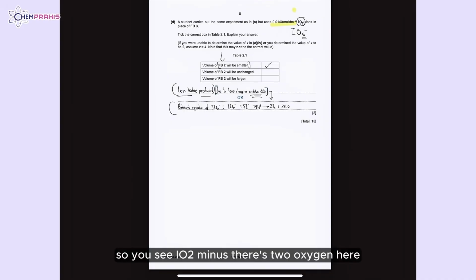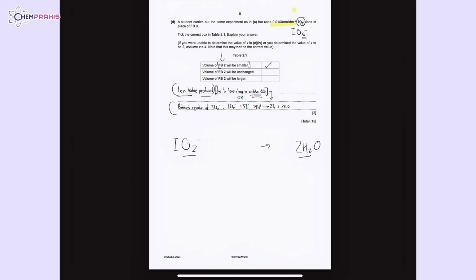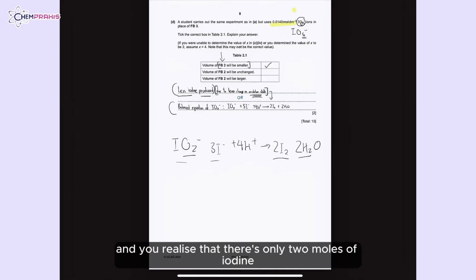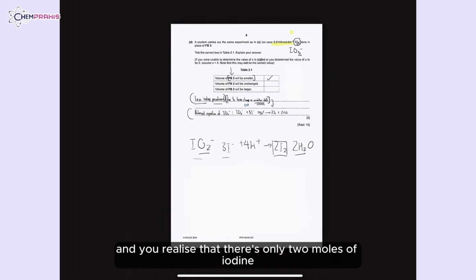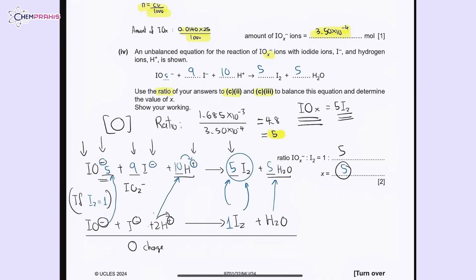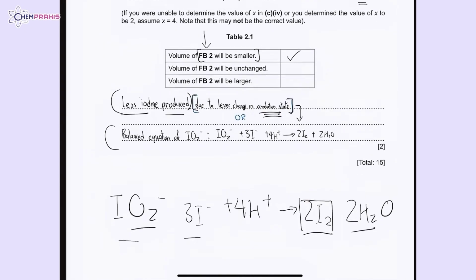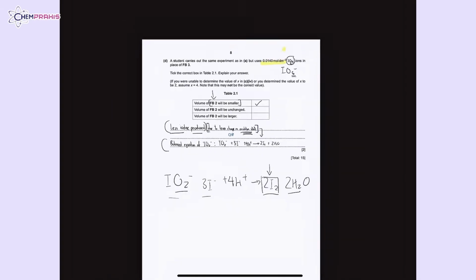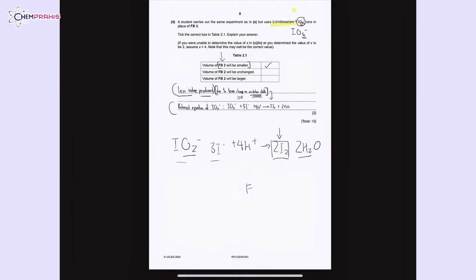So you see, IO2 minus, there's 2 oxygens here. That means you need to have 2 moles of water. There's 4 hydrogens, 4 H plus. You want to neutralize the charge, 3 iodide. There's 4 iodines, so 2 moles of iodine. And you realize that there's only 2 moles of iodine instead of 5 moles. It's different now. So since there's only 2 moles of iodine, you need less Fp2.